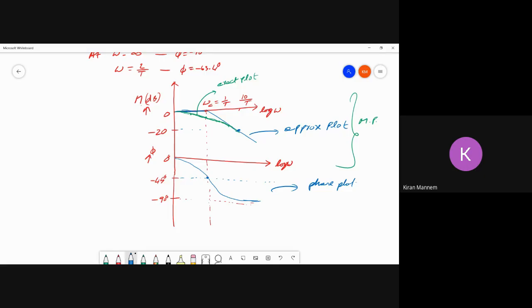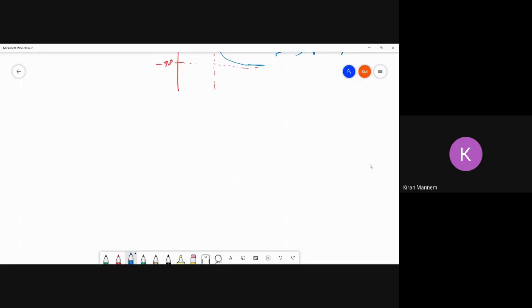So this is about the basic factor 1 by 1 plus j omega t. If you understand this plot for this particular factor, it's very easy to draw the Bode plot. So let us look at the next basic factor quickly. The next basic factor is the same, but with n. The next basic factor is 1 by (1 plus j omega t) whole to the power of n, right?